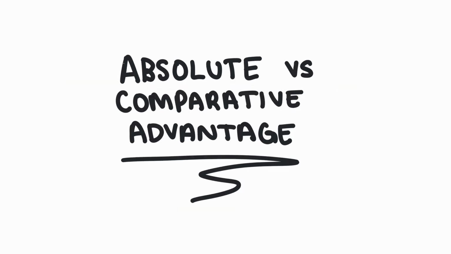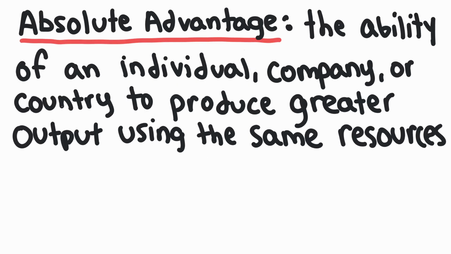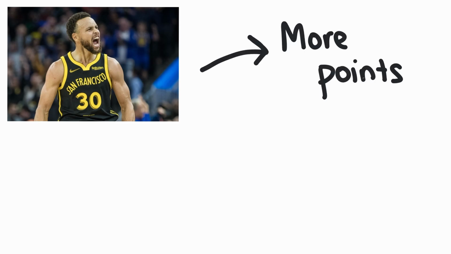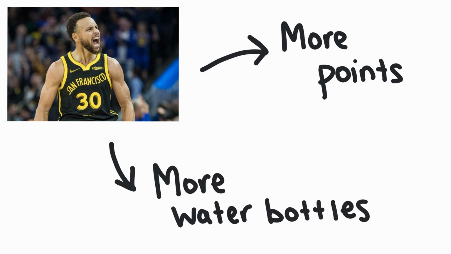Absolute versus comparative advantage. First, let's learn a simple concept called absolute advantage. This is when a person or a country can produce more of a good than someone else using the same amount of resources. For example, imagine Steph Curry during a 60-minute basketball game. He can score way more points than the team's equipment manager, but let's imagine that he's also really good at filling up water bottles. In other words, he has the absolute advantage in both tasks.